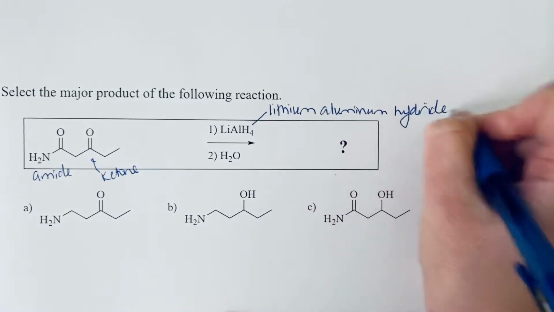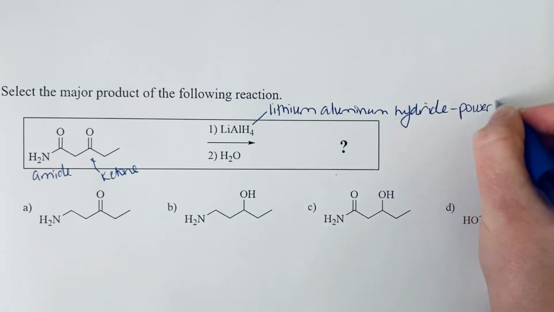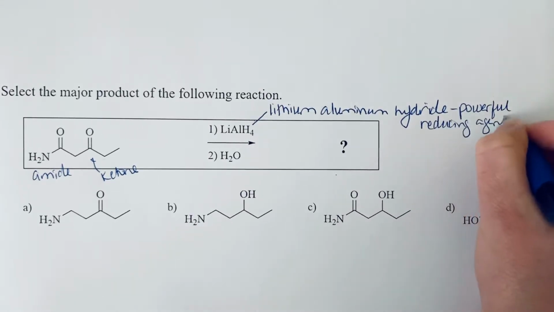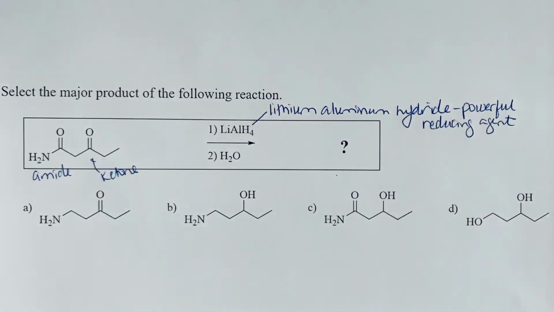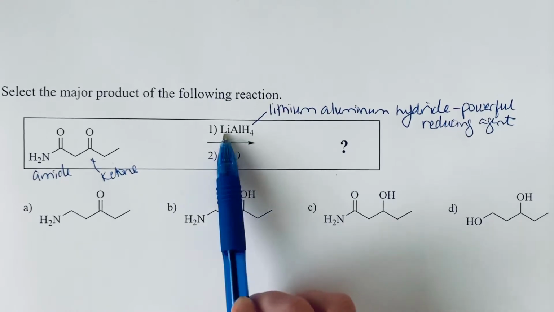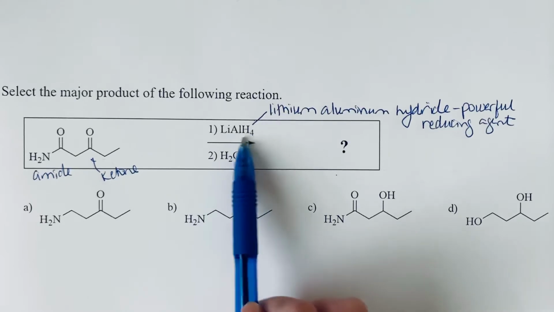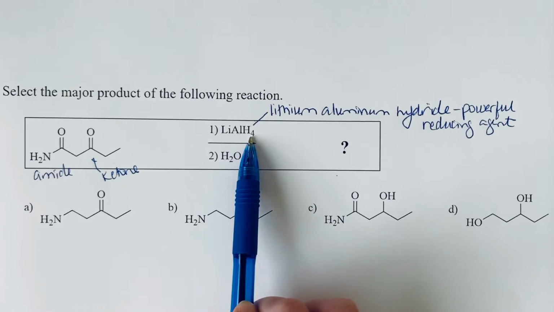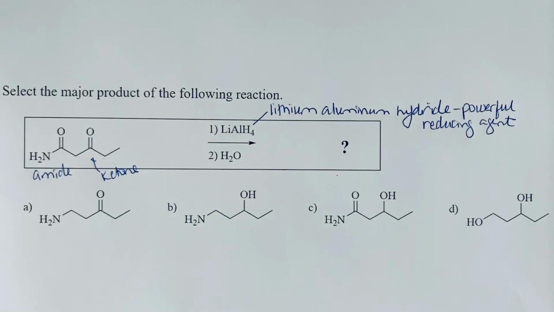and so this is a really powerful reducing agent. And so what we need to assume here is that this is going to react completely with anything it can reduce. So we have it showing just one equivalent of the lithium aluminum hydride. Don't let that fool you, because there's actually 4 nucleophilic hydrides per lithium aluminum hydride molecule. So there's more than enough to reduce both that amide and the ketone. So what we need to know is, what do we form when we reduce amides and ketones?